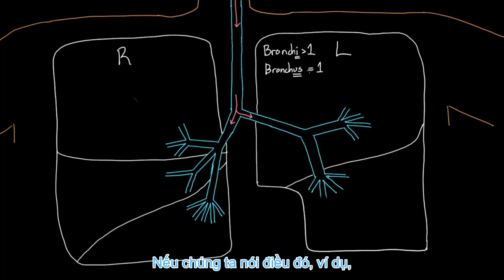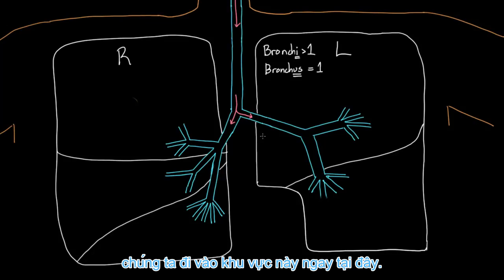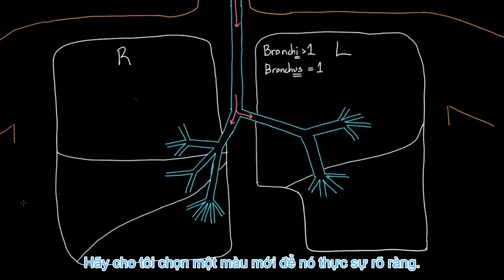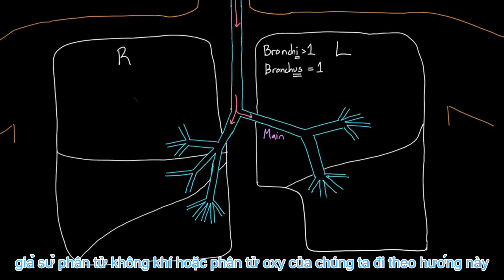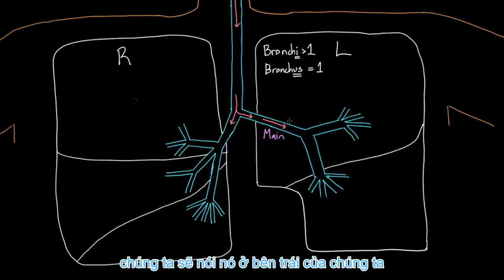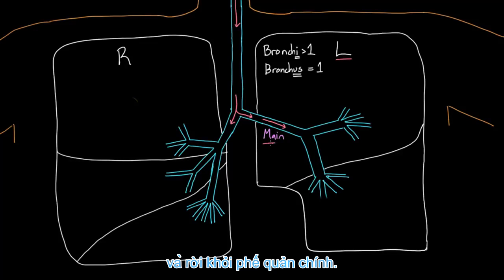So if we say that, for example, we are going into this area right here. Let me just choose a new color so it's really clear. This will be our main. If we go into this spot, let's say our air molecule or our oxygen molecule goes this way, then we would say it's in our left main, I'm just going to underline as I go, left main bronchus. That's what we would call that.